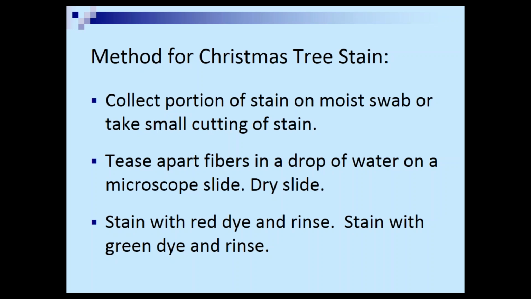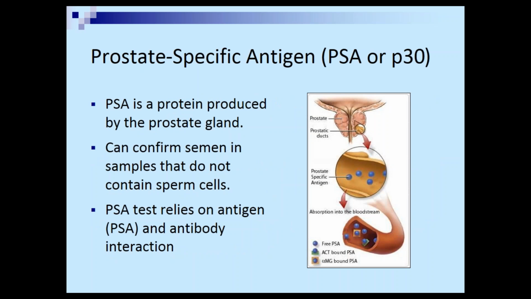As you tease apart those fibers, any sperm cells that are on that fabric will be released into the water. The sperm cells are dead at this point, so it's not like they're swimming around, but they're just released into the water. Then you apply your red stain and dry it off, and then you apply your green stain and dry it off. After that, you can slide that microscope slide under a microscope and literally look for sperm cells. At 1,000 times magnification, they are easy to see. Actually, we used 400 times magnification, and we could see them just fine.